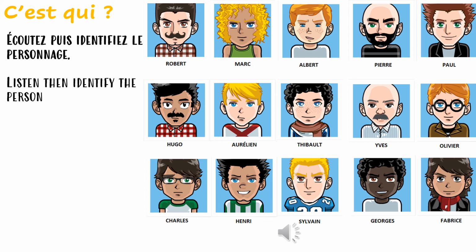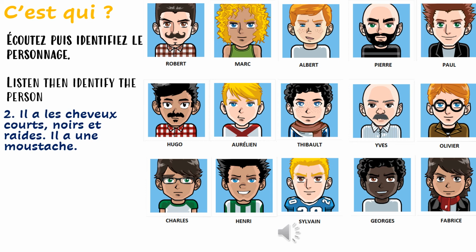Okay. Deuxième essai, second try. So we're saying, c'est qui? Who is it? Écoutez, puis identifiez le personnage. Listen to the sentence and then identify the person. Okay? Il a les cheveux courts, noirs et raides. Il a une moustache.